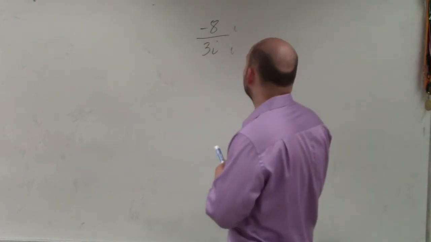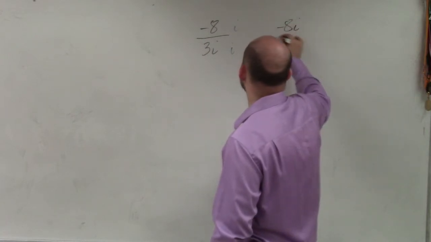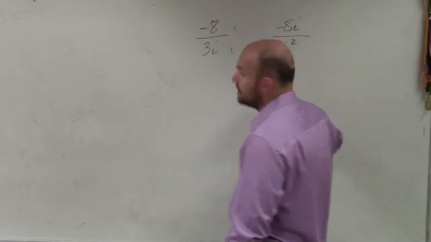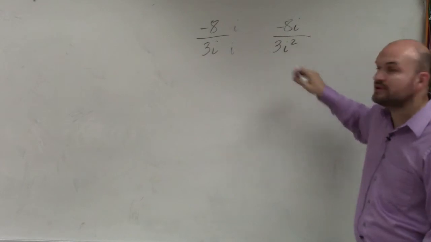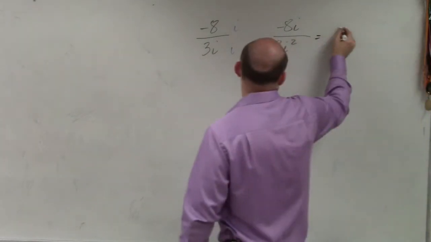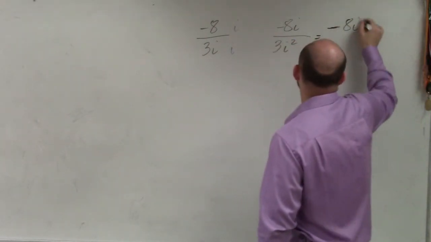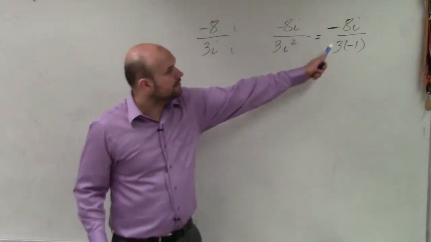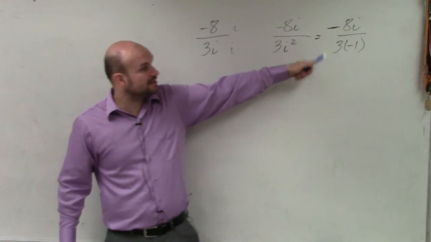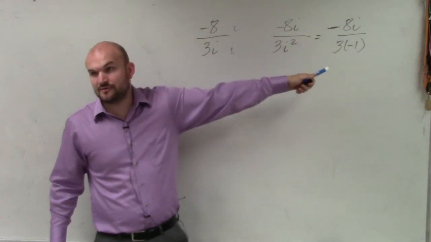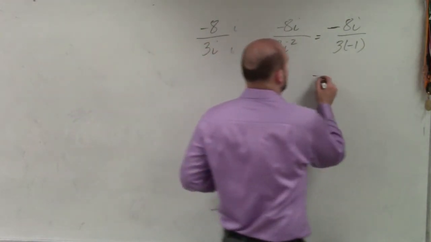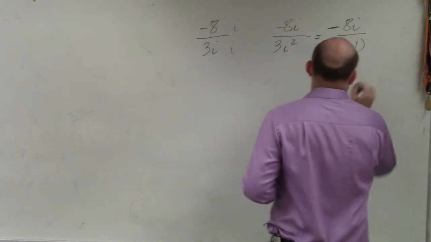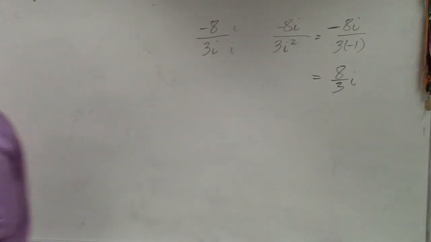So up top, I now have negative 8i over 3i squared, which we can rewrite i squared as negative 1. So that becomes negative 8i over 3 times negative 1. 3 times negative 1 is negative 3. Negative 8 divided by negative 3 is just going to be a positive. So my final answer is 8/3 i, because the negatives are going to divide out.